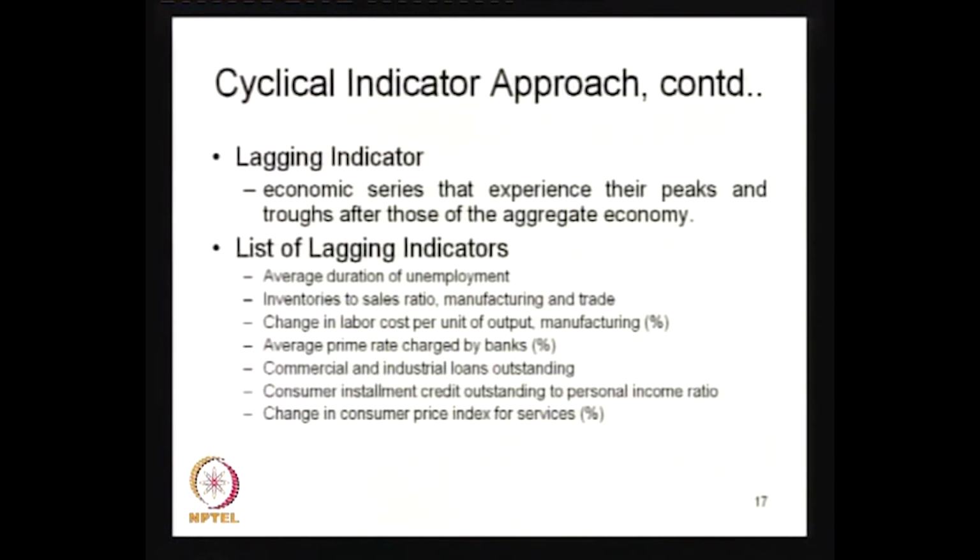Like unemployment: if the economy has not done well, unemployment is going to be high. Then inventory to sales ratio in manufacturing and trade, change in labor cost per unit of output in manufacturing, average prime rate charged by the banks, commercial and industrial loans, are all these things. In fact, this particular agency has certain weightages for different indicators, from which the composite index is found out. It is not that all the factors we have talked about have equal weightages.